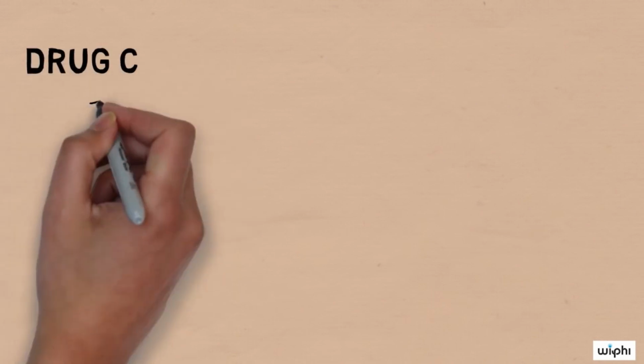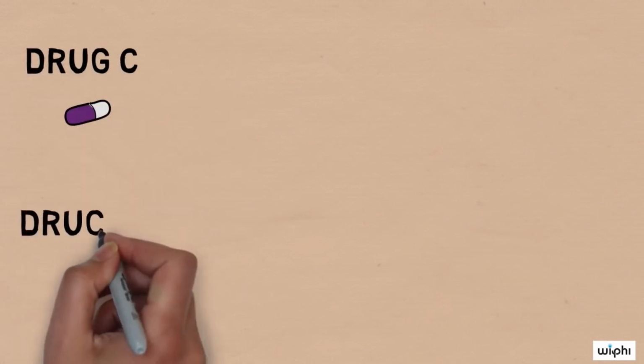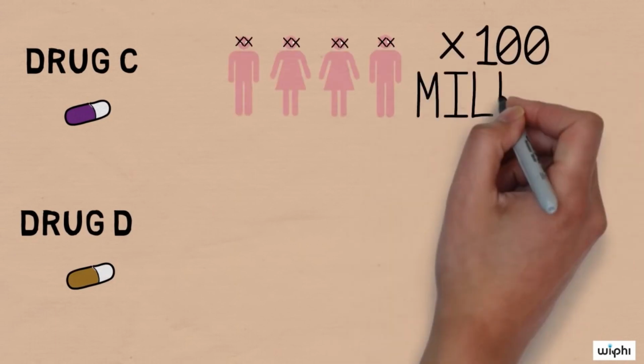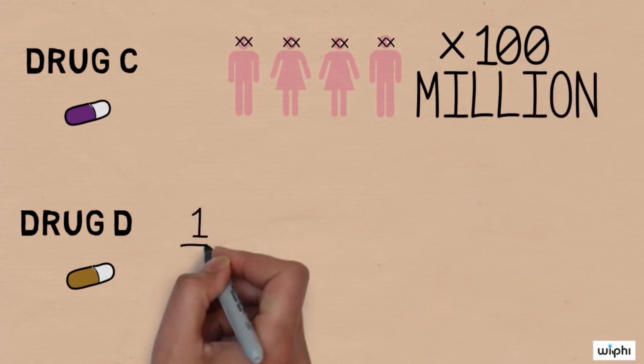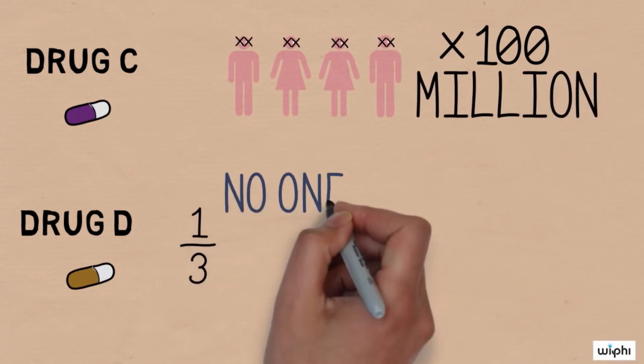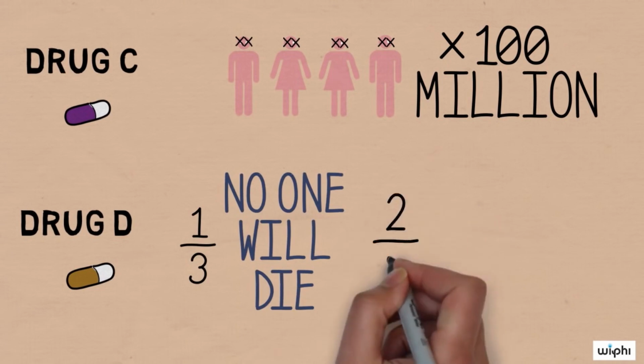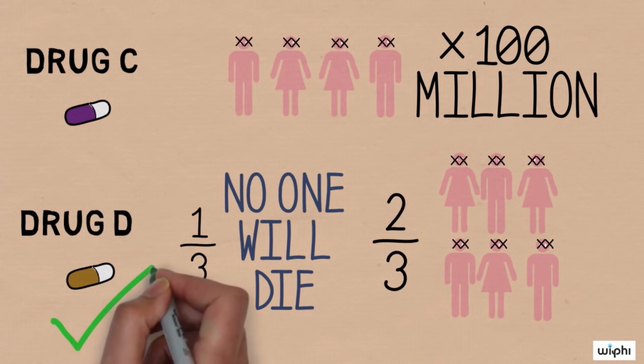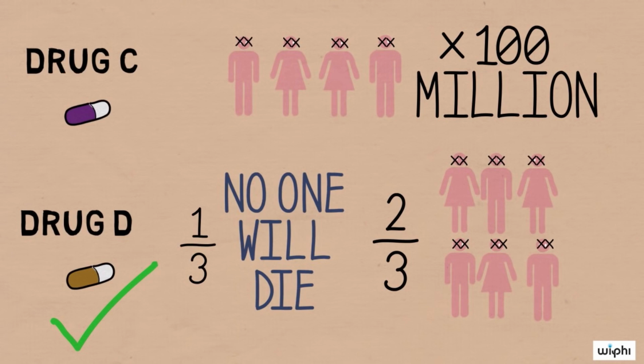But now imagine that your team is faced with a slightly different choice. This time it's between drug C and D. If you choose drug C, 400 million infected people will die for sure. If you choose drug D, there's a 1/3 chance that no one infected will die, and a 2/3 chance that 600 million infected people will die. Which drug do you choose in this case? I bet you probably went with drug D. After all, a chance that no one will die seems like a pretty good bet.